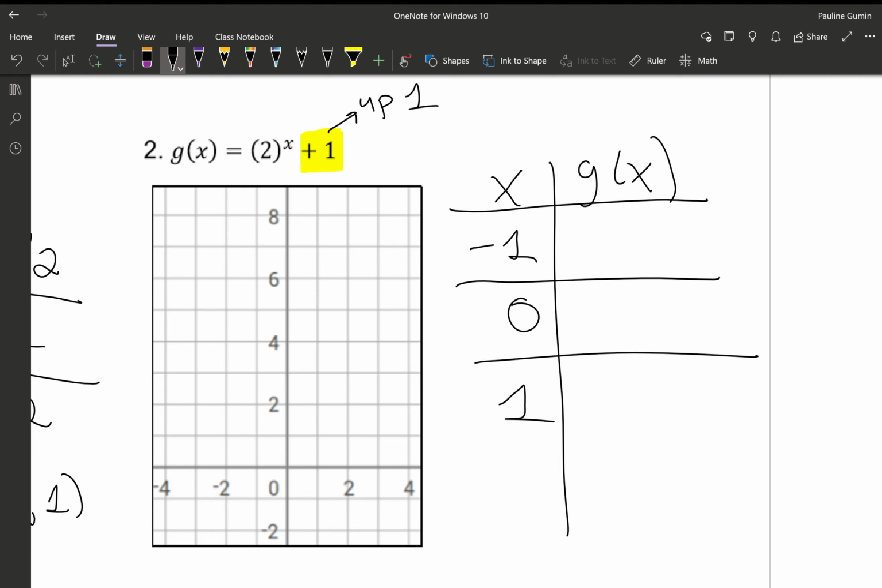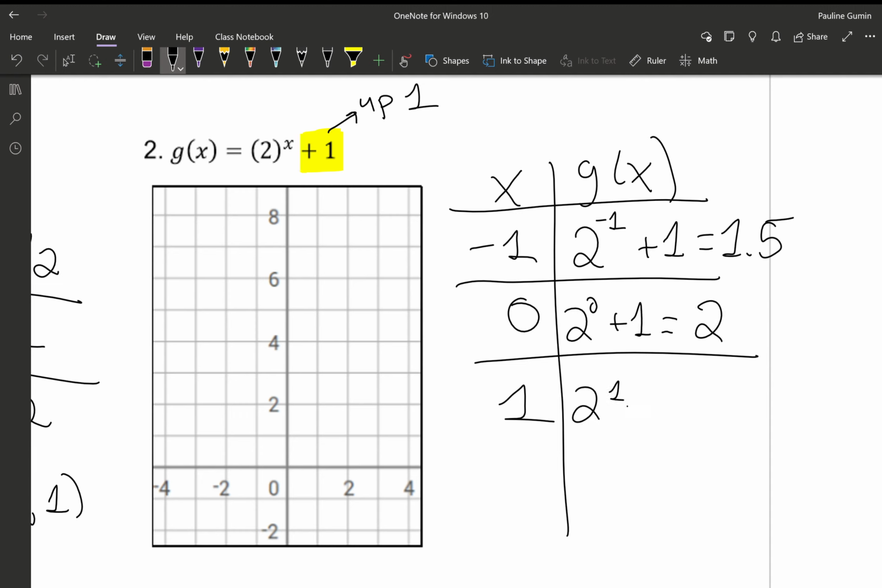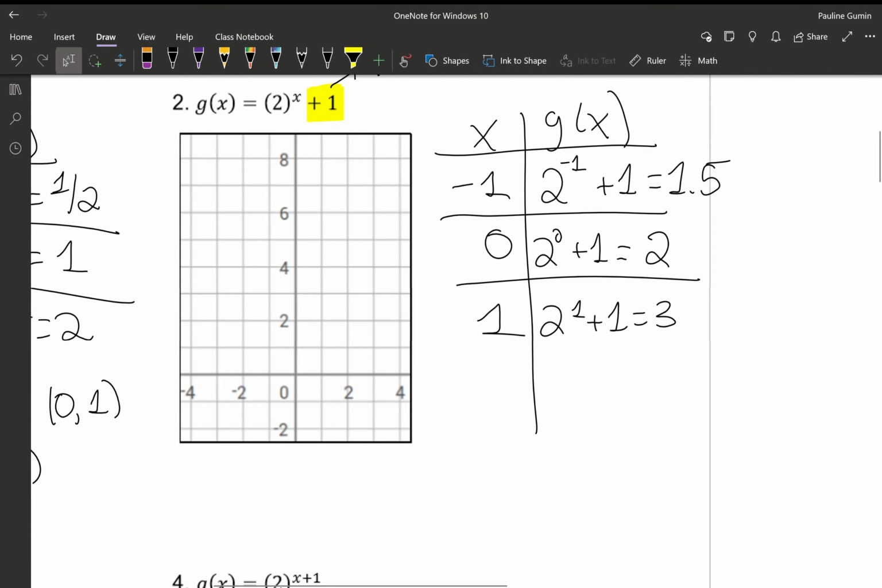Now in our calculator, the way you're going to plug it in is you're going to plug 2, caret -1, and make sure to scroll to the right to get that +1 on the outside. When I do that, my answer is 1/2. Next, 2 to the power of 0, and then +1, I got 2. 2 to the power of 1, +1, 3. Okay, so let's write down the 3 points that I have. I've got -1, 1/2, 0, 2, and 1, 3.